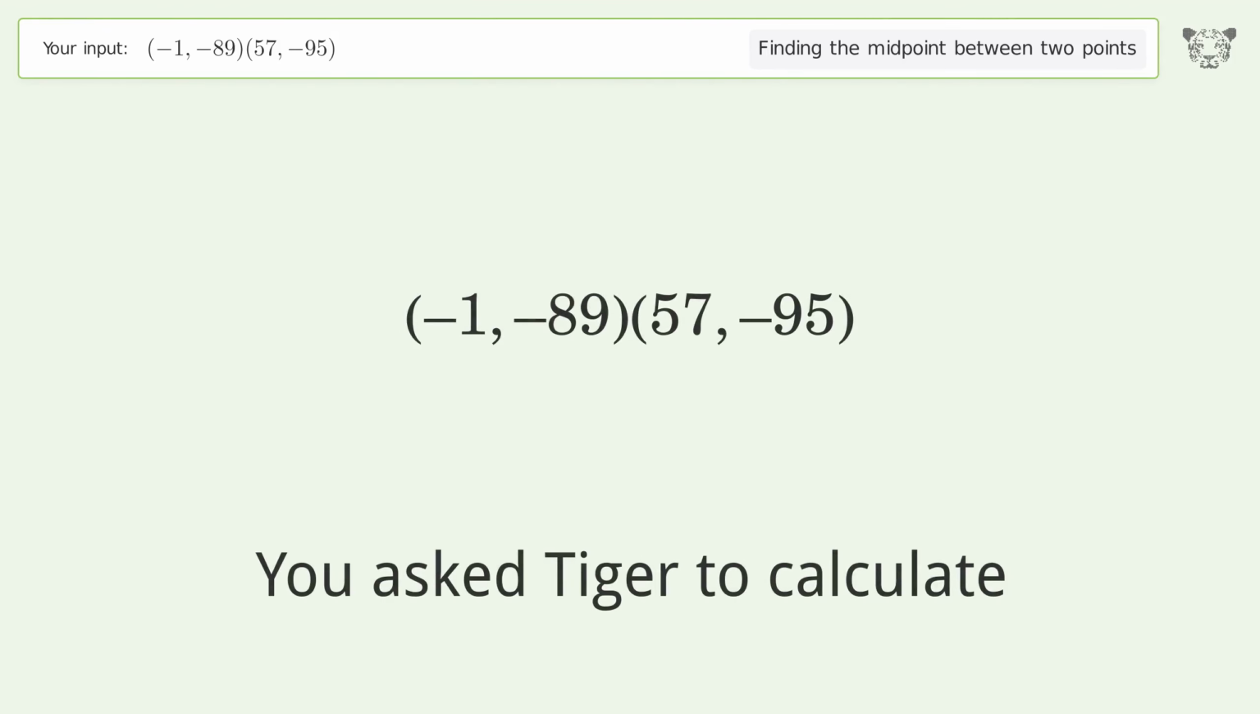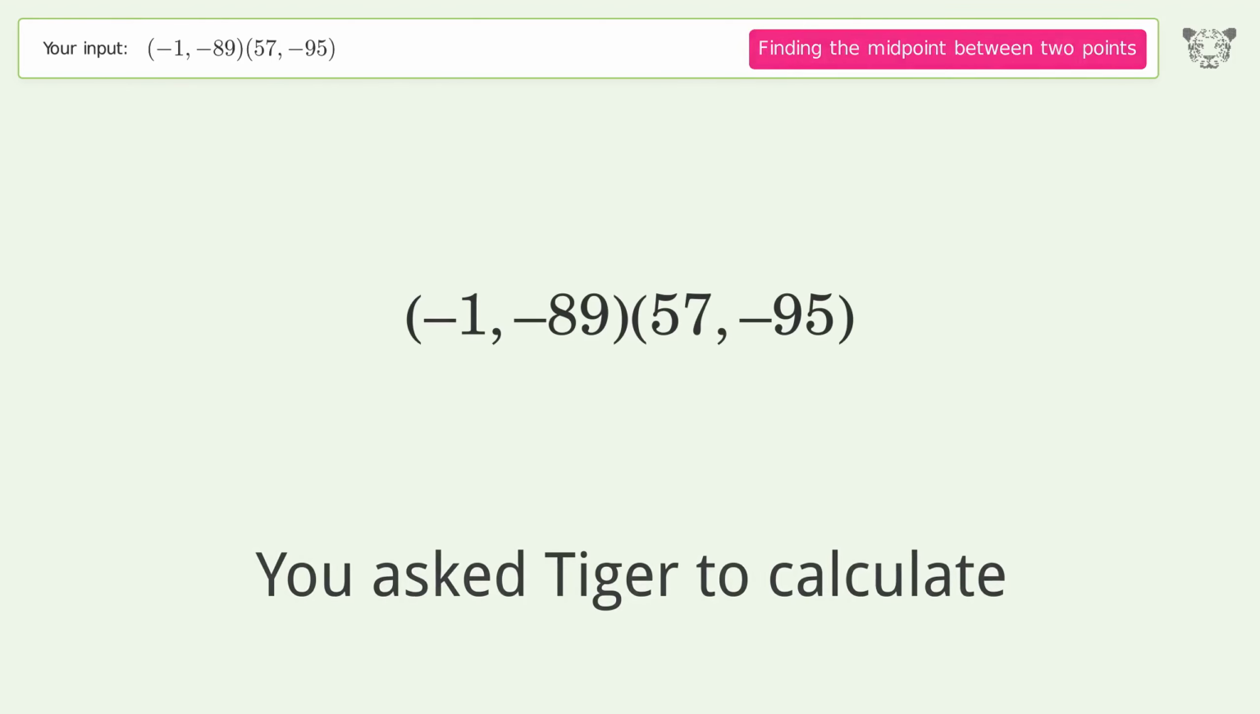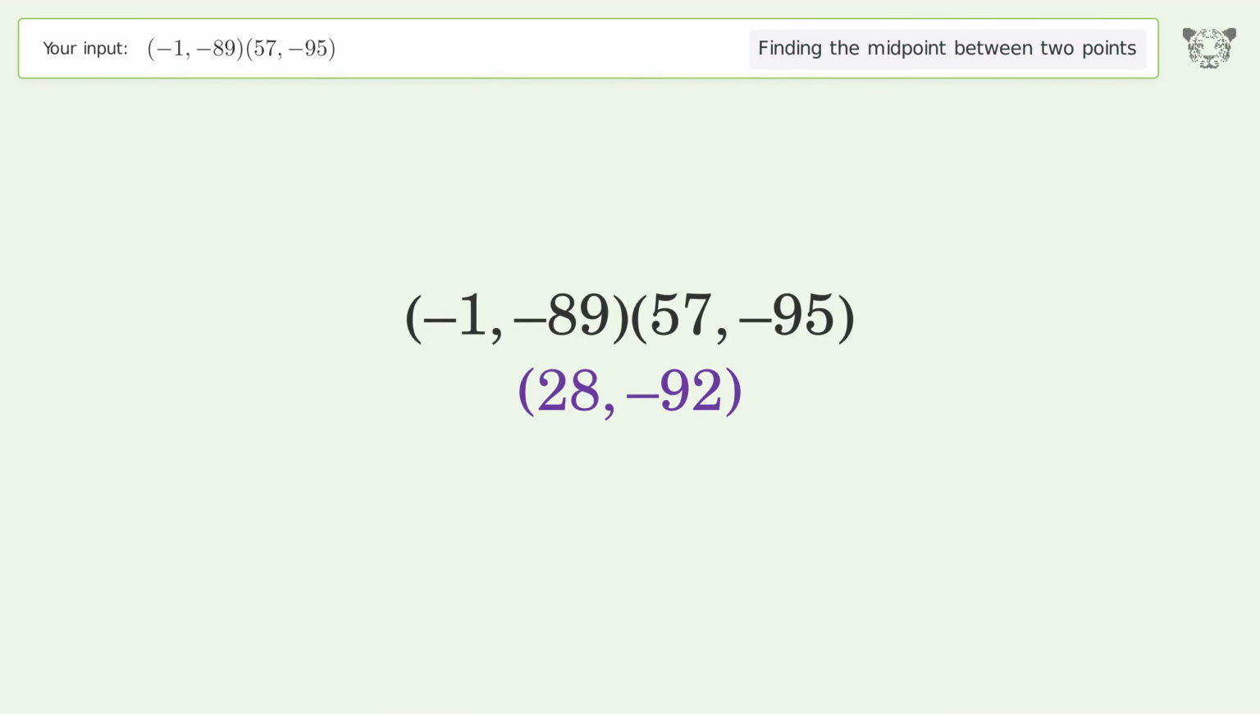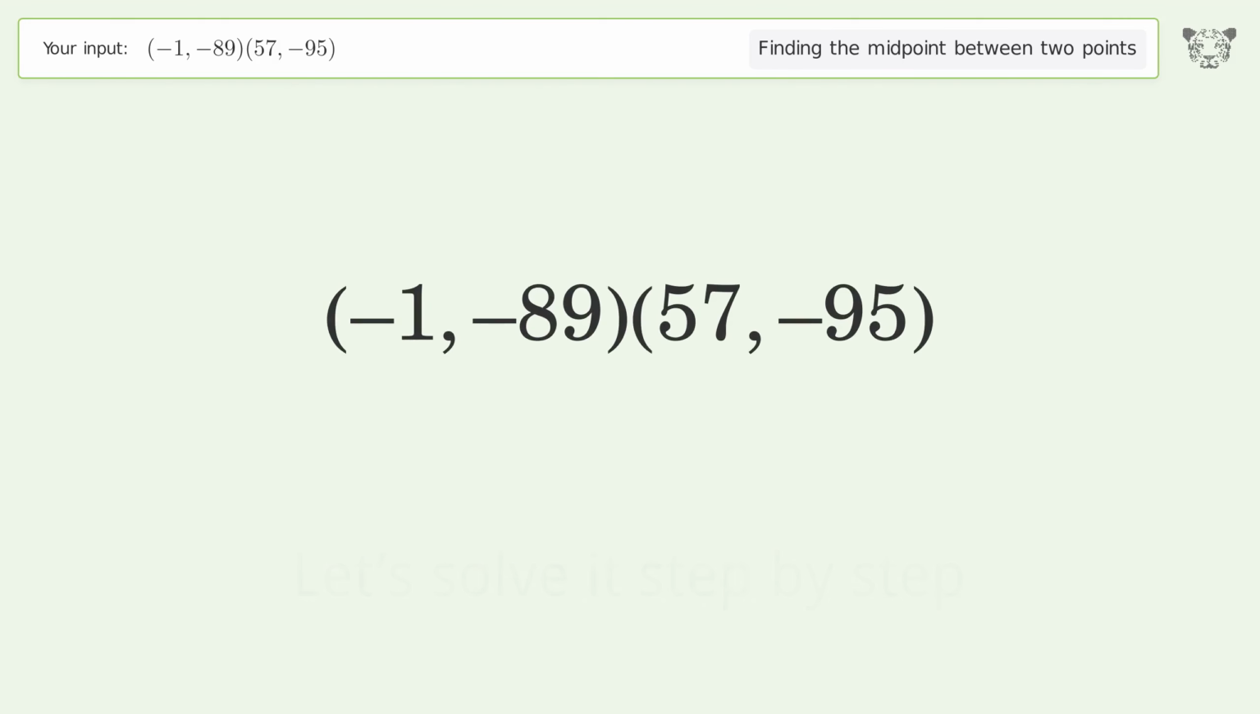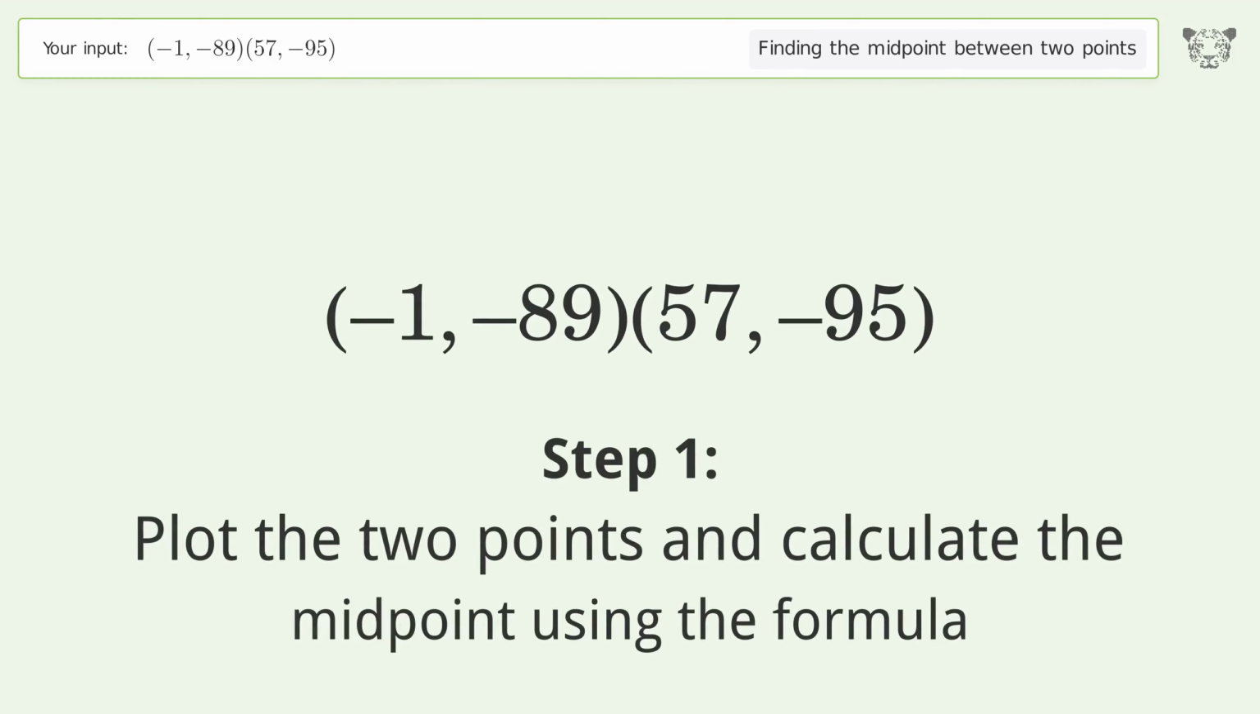You ask Tiger to calculate. This deals with finding the midpoint between 2 points. The midpoint between the 2 points is 28, -92. Let's solve it step by step. Plot the 2 points and calculate the midpoint using the formula.